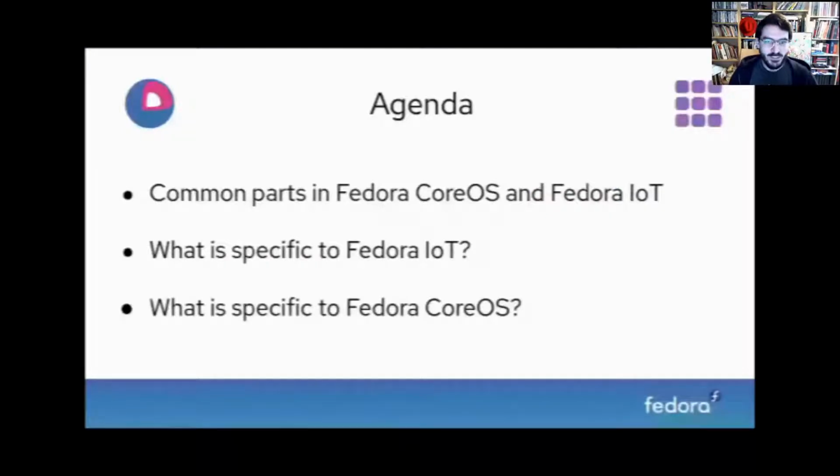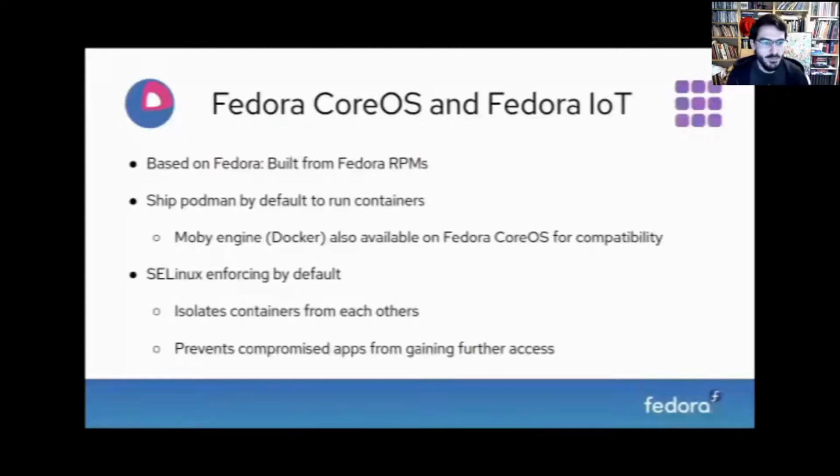We will first start talking about the common parts. A lot of things are shared between the two projects, and you'll see that we have a lot in common between Fedora IoT and Fedora CoreOS. And then we'll dive into the specifics for Fedora IoT and then for Fedora CoreOS with some use cases and examples at the end. All right, so Fedora CoreOS, Fedora IoT, what do we have in common?